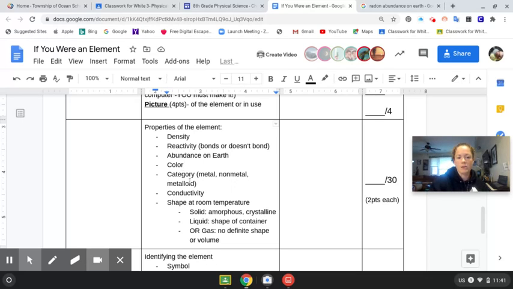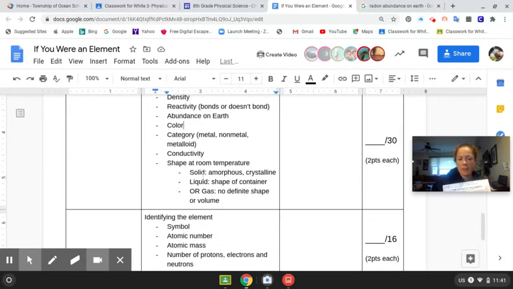Is it a metal, nonmetal, or metalloid? Again, based on the way you colored your periodic table, you should be able to identify that. Conductivity. Again, if it's a metal, it says right here that it's conductive. If it is a metalloid, it is semiconductive. And if it's a non-metal, it is not conductive.